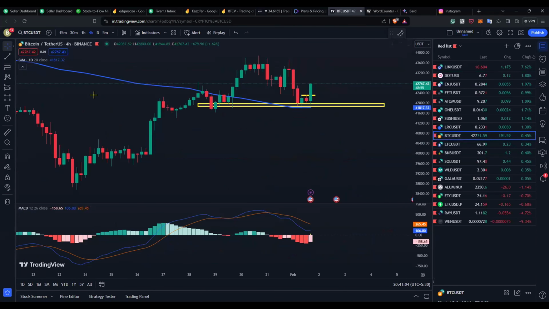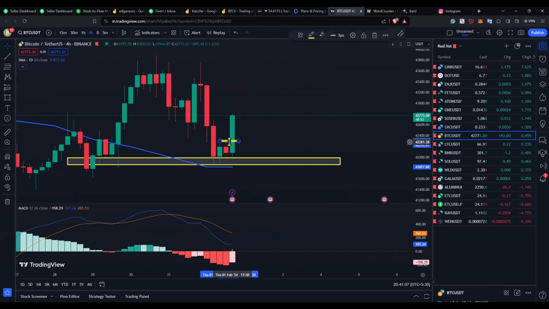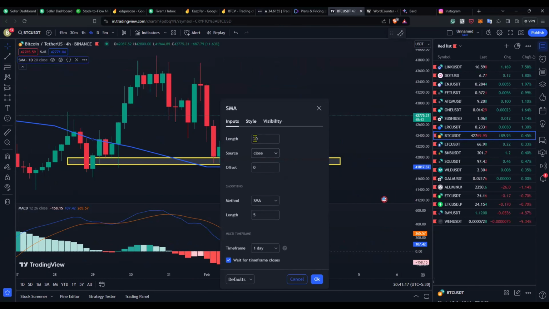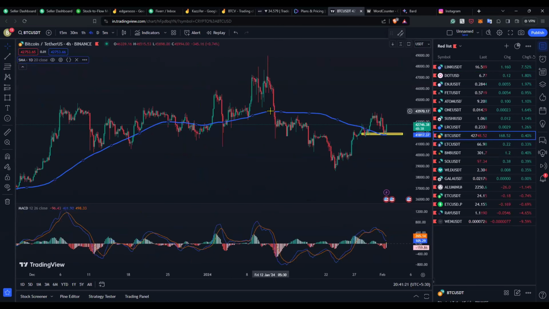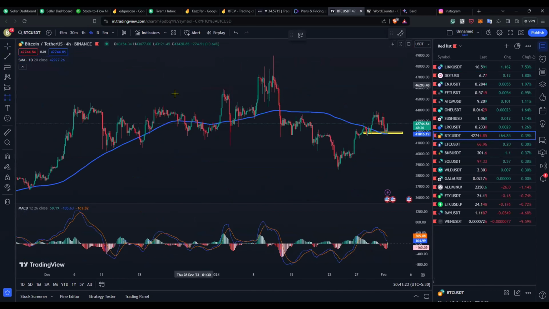And one thing you can see on BTC is we got a support from again 20-day moving average. You can clearly see the settings. It's a 20-day moving average. Okay. So again, we got a support. What happened here is basically one thing.